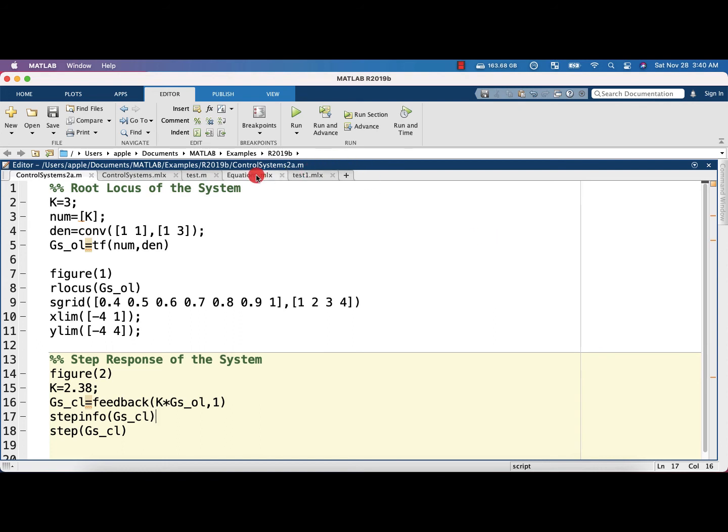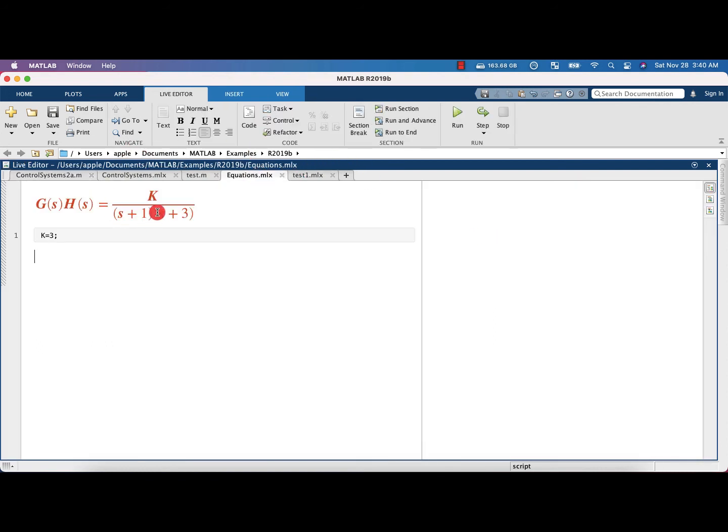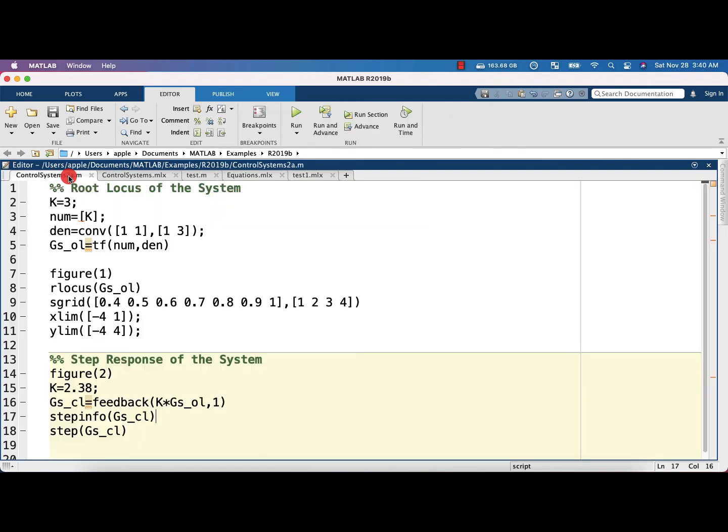We are going to sketch the root locus of this open loop transfer function, which is equal to k over (s plus 1) into (s plus 3). There are two poles, one pole is at -1, the other pole is at -3. Okay, so now let's look at the instructions.